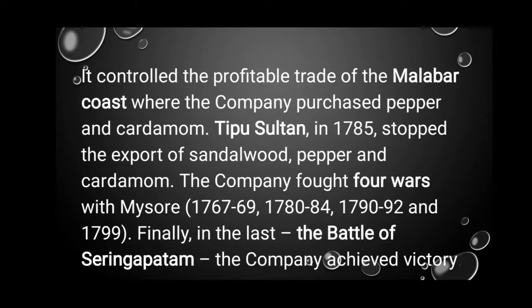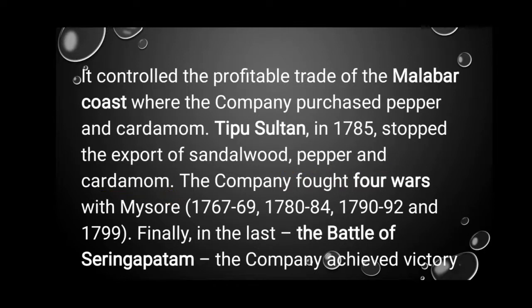Tipu Sultan has controlled the trade of the Malabar coast. Which coast, dear children? Malabar coast. On that coast, the company purchased pepper and cardamom. So in 1785, Tipu Sultan stopped the export of sandalwood, pepper and cardamom to the company.